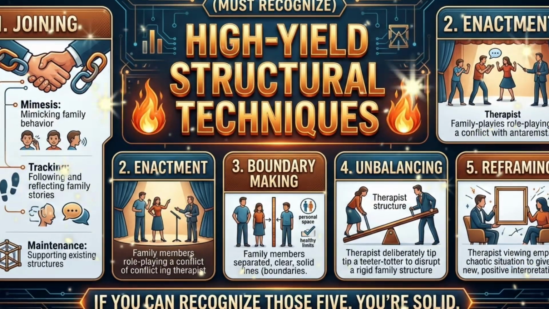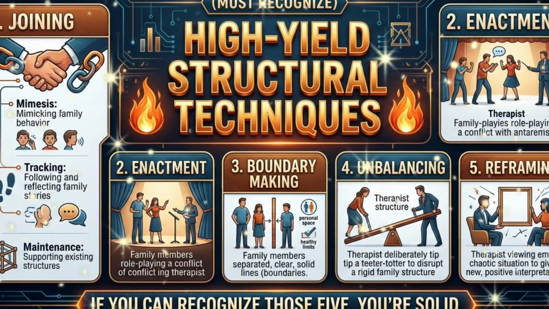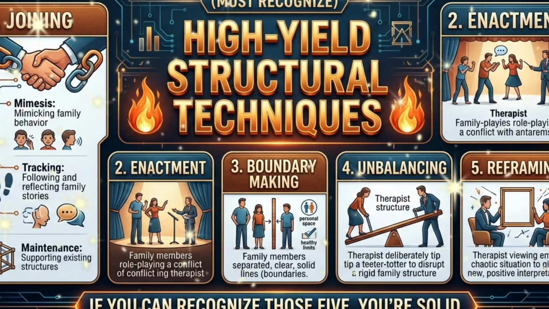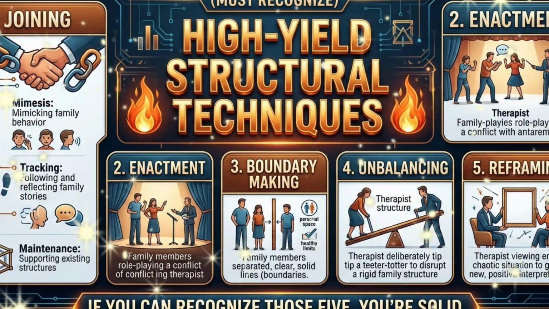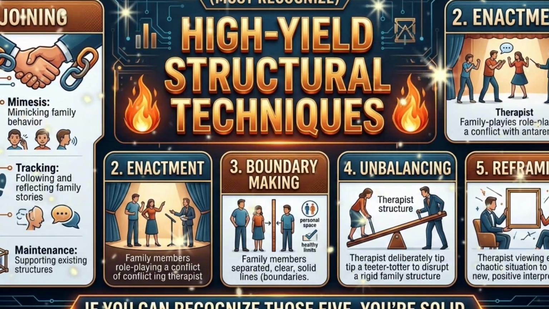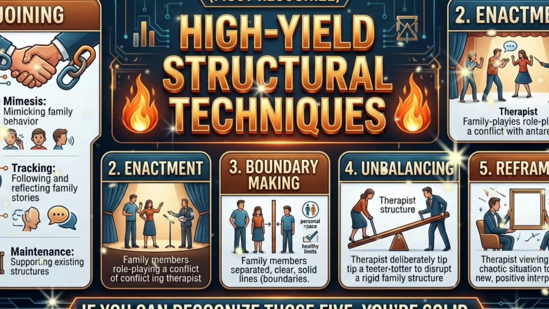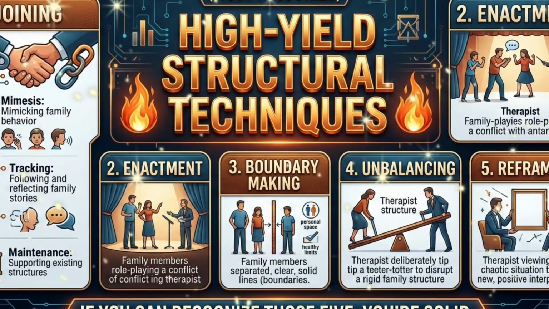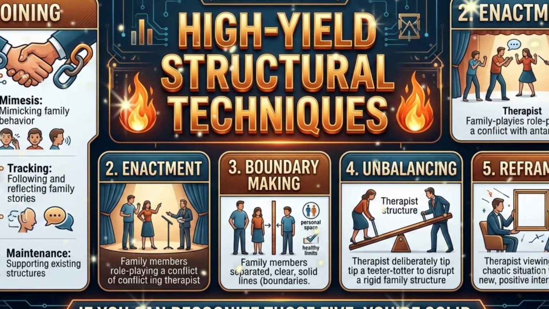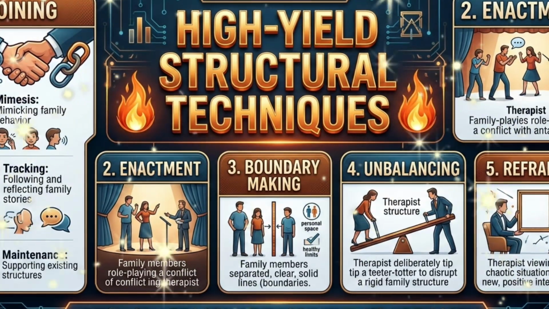J-E-B-U-I. Remember the order. Join the system, watch it closer. Enact it live, let conflict stir. Boundary lines, make them firmer. Unbalanced power, shift who leads. Reframe the problem, change what it means. J-E-B-U-R. That's structural cure.